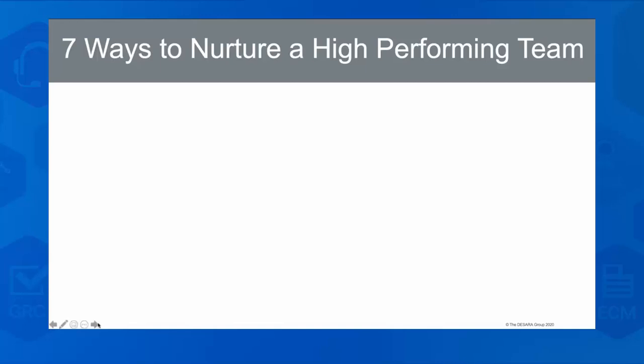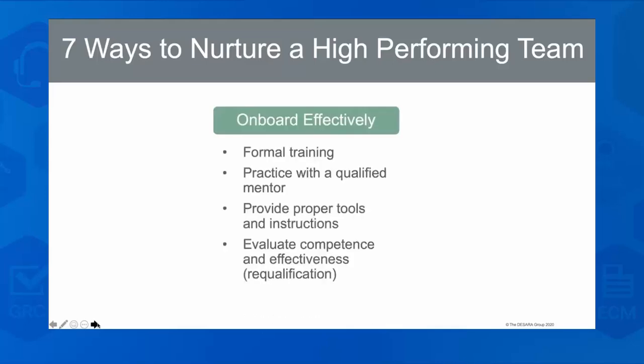7 ways to nurture a high-performing team. First one, we talked about extensively: onboarding effectively. Give them their formal training, give them practice with a qualified mentor, make sure they understand your tools and instructions, and then don't just turn them loose. Do as clause 7.2 says and evaluate their competence and effectiveness.